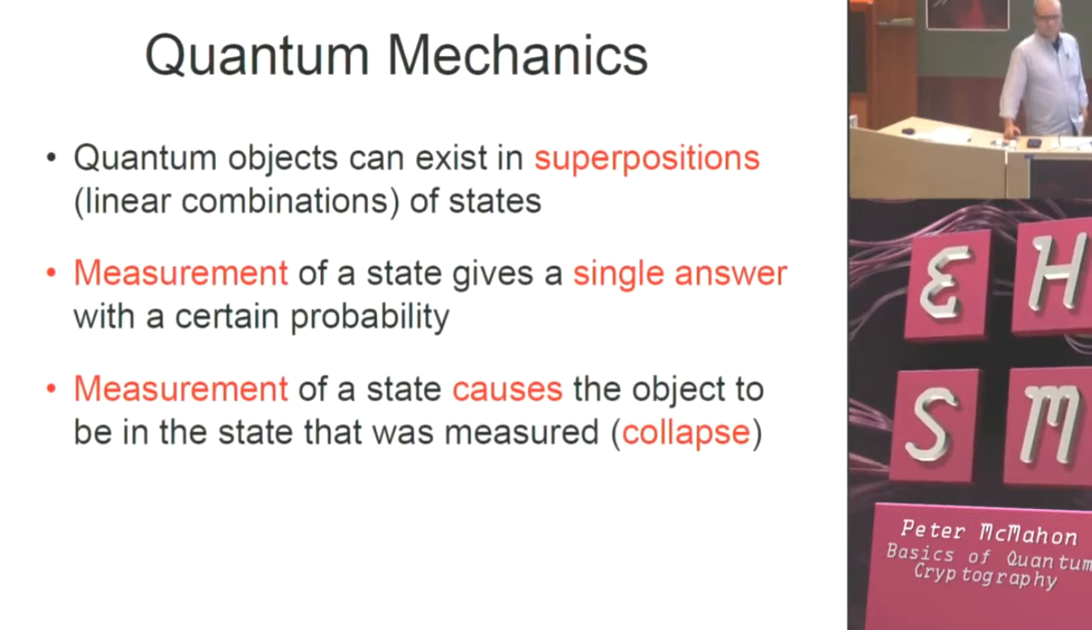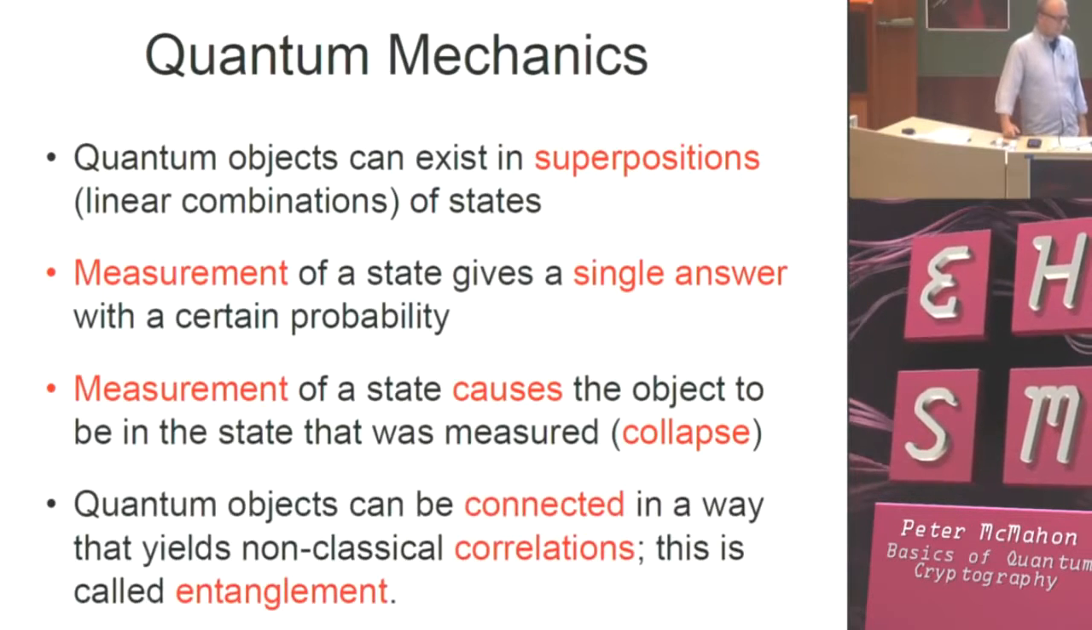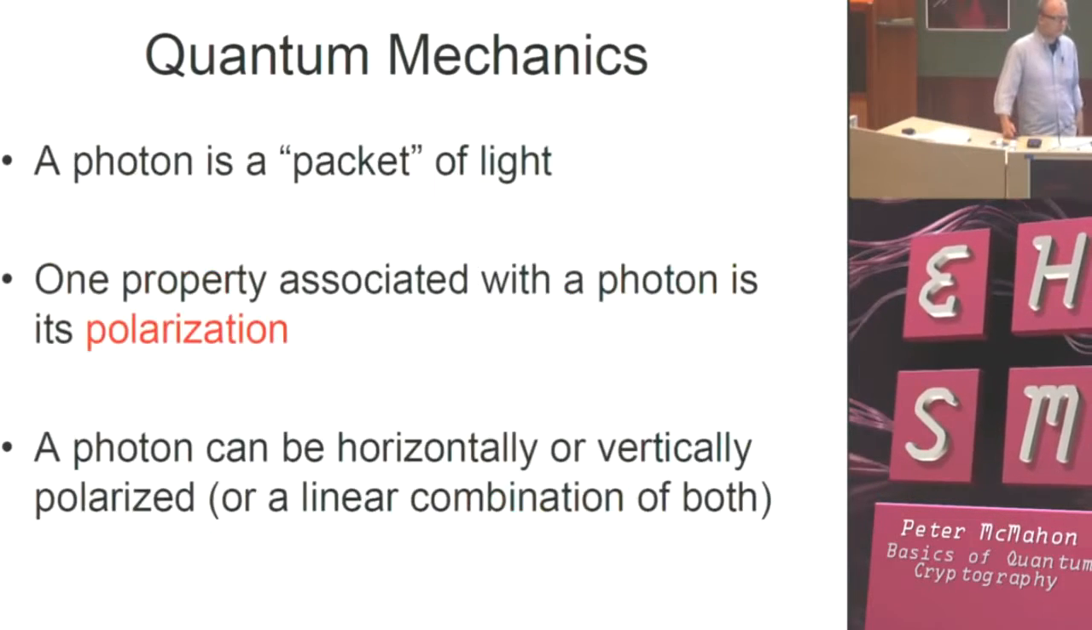Another crucial feature of quantum mechanics for the quantum cryptography schemes is that measurement causes the state of the object to collapse to the state that you measure. And then finally, I'll discuss this interesting property of quantum objects called entanglement, where quantum objects can be connected in some kind of way that yields correlations between the measurements of them that are not explainable by classical means. So let's do some examples to try and make this a little clearer.